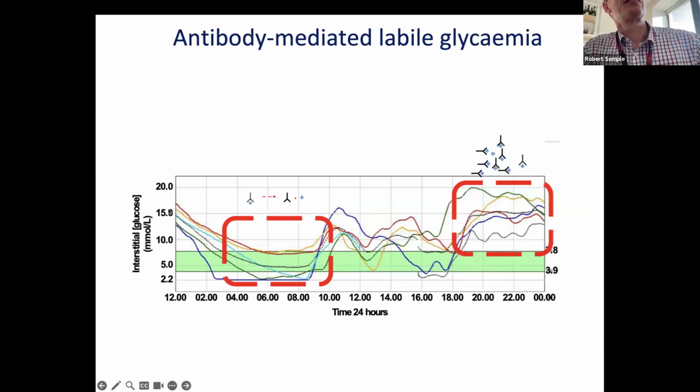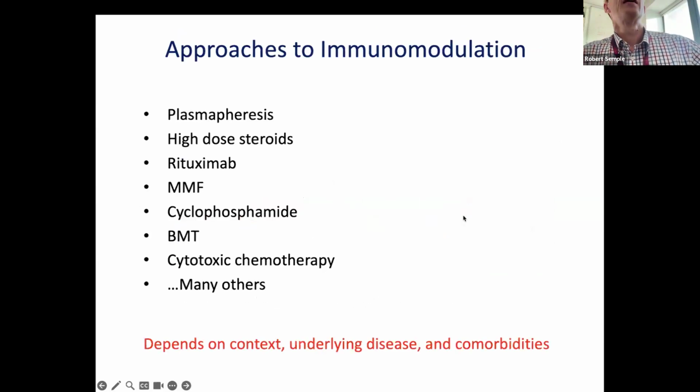So this lady was progressively falling low every night. This is as the bound antibody is releasing insulin. So effectively, she's had a very large overdose of slow-acting insulin. But then the buffering effect of antibody mopping up insulin during the daytime was causing hyperglycemia postprandially.